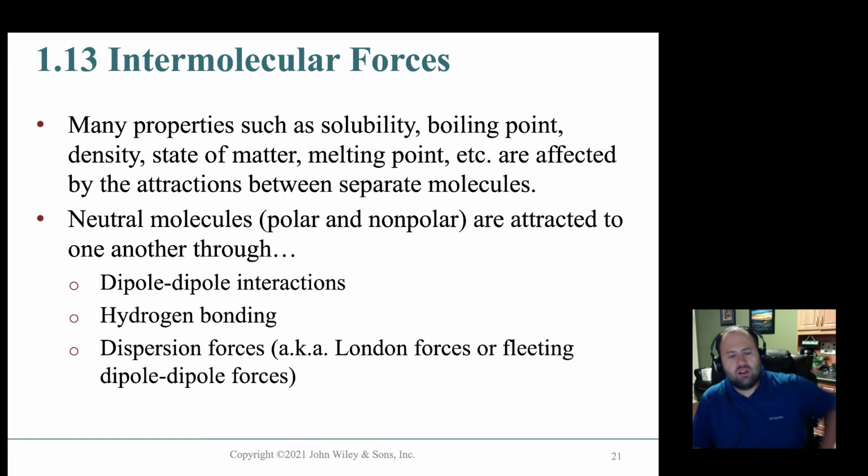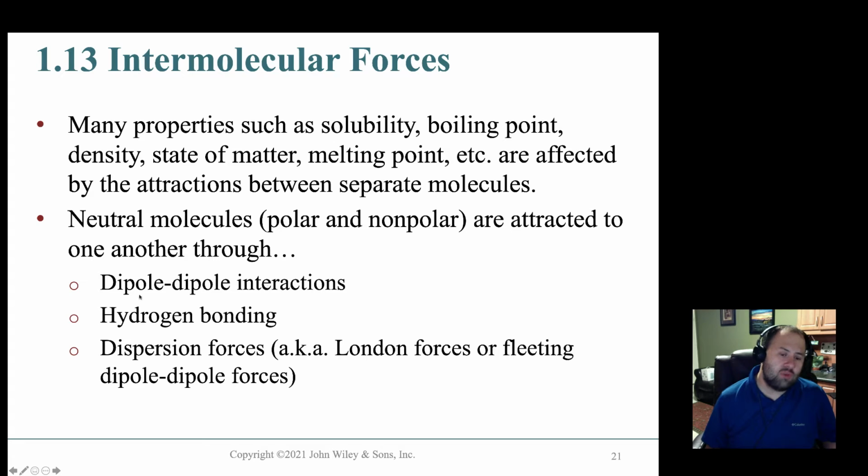So first of all, let's just talk a little bit about the three major intermolecular forces. You have the dipole-dipole interactions. You have hydrogen bonding. And then you've got the dispersion forces. Now, they're not actually in the right order when it comes to the strength.